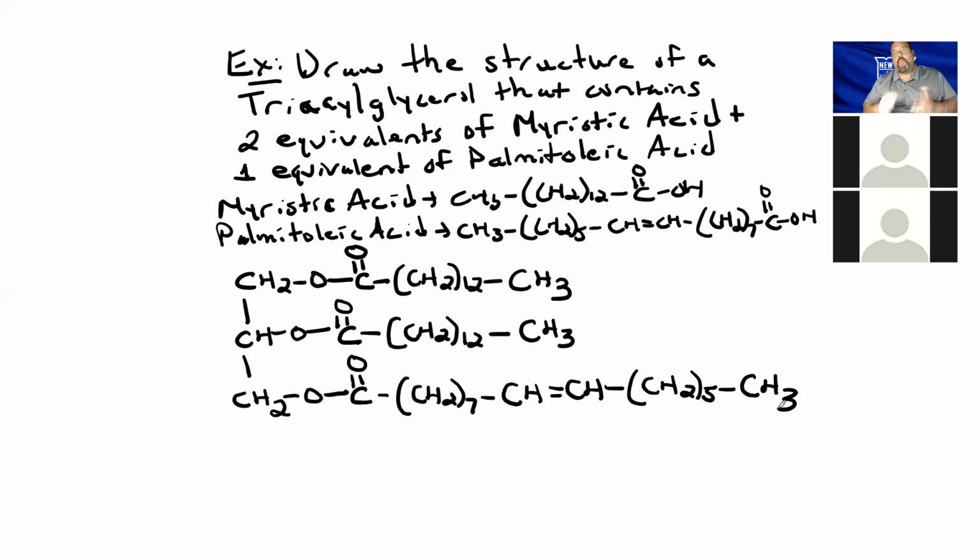And again, this is only one possible answer because the other possible answer would be to put the palmitoleic acid in the middle and put the myristic acids here and here. And those are actually two different structures. Again, I'm not going to ask you to draw both. I would ask you to draw one, but just be aware that there's actually more than one possible answer for this structure here. Where did you get the beginning of it, like the CH2?